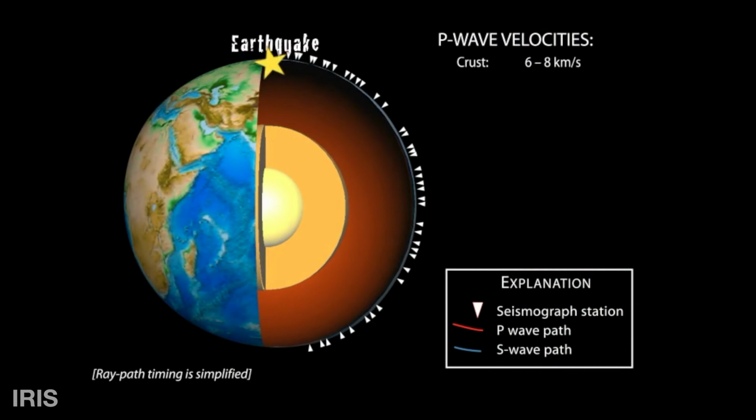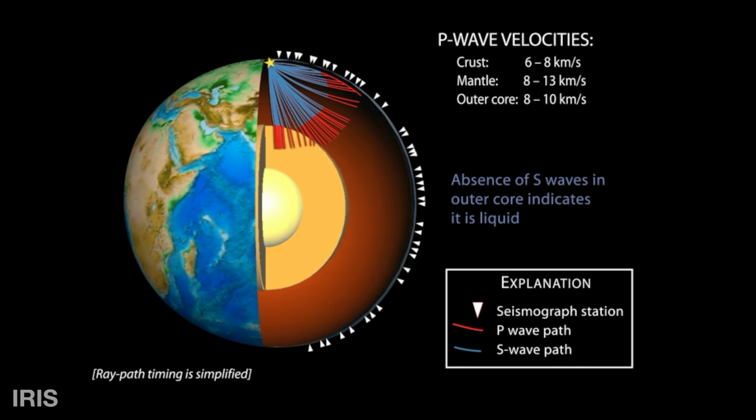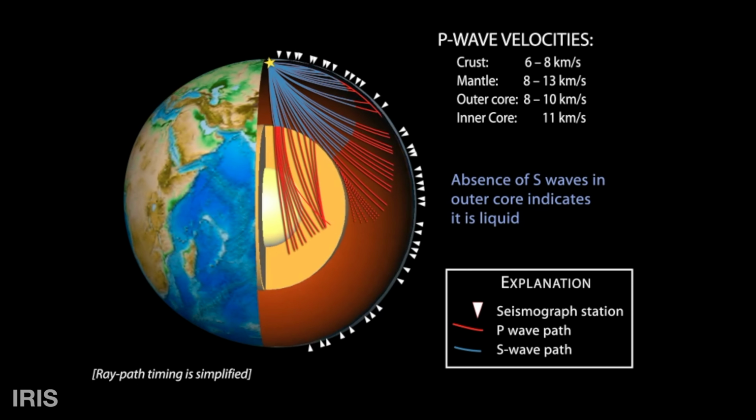Now, we know this about the Earth so well because of earthquakes. You see, when an earthquake happens anywhere in the world, it releases a ton of energy. The waves of energy travel into the interior of our planet and can even be detected on the other side of our planet. Earthquakes also release a couple different kinds of waves, which propagate at different speeds.